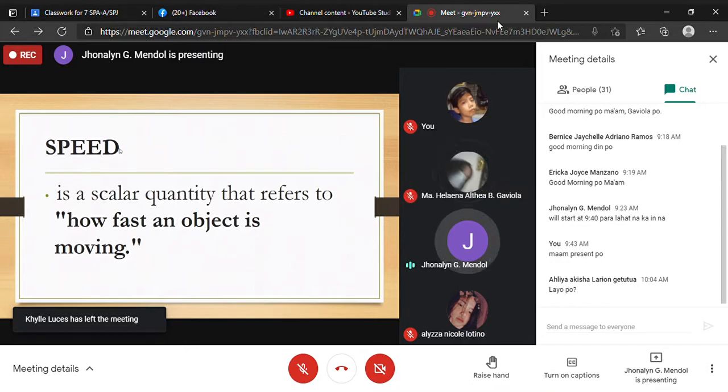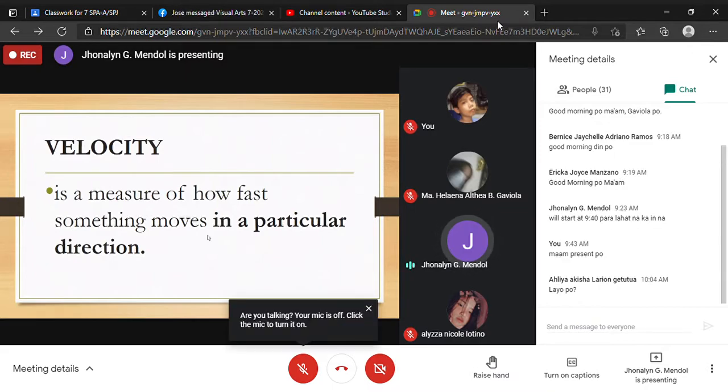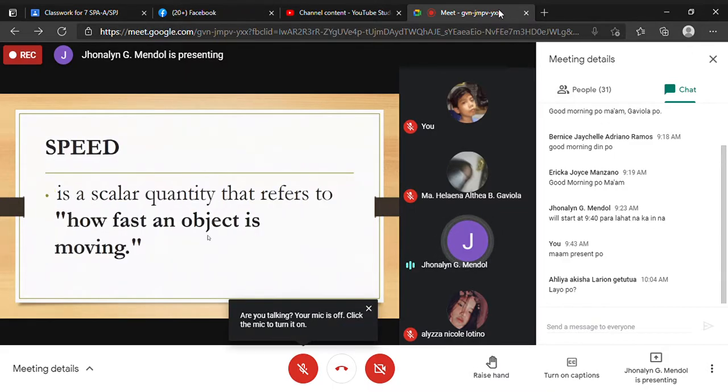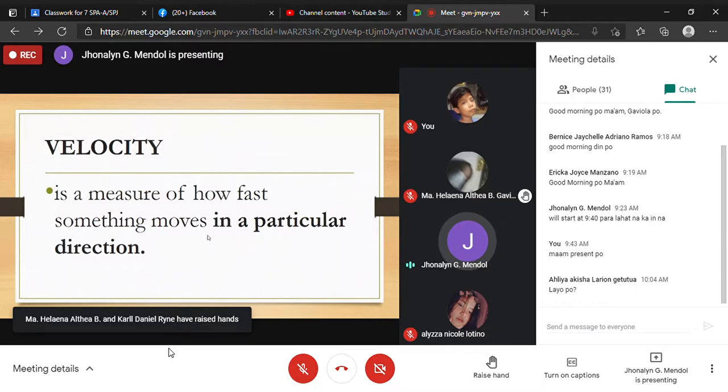Okay. Thank you. Next, let's have velocity. It is a measure of how fast something moves in a particular direction. So therefore, what is the difference between, again, speed and velocity? Ano na naman, meron silang dalawa. I mean, what's the difference between the two of them? When I say speed, how fast an object is moving. But when I say velocity, how fast something moves in a particular direction. So what's the difference again?